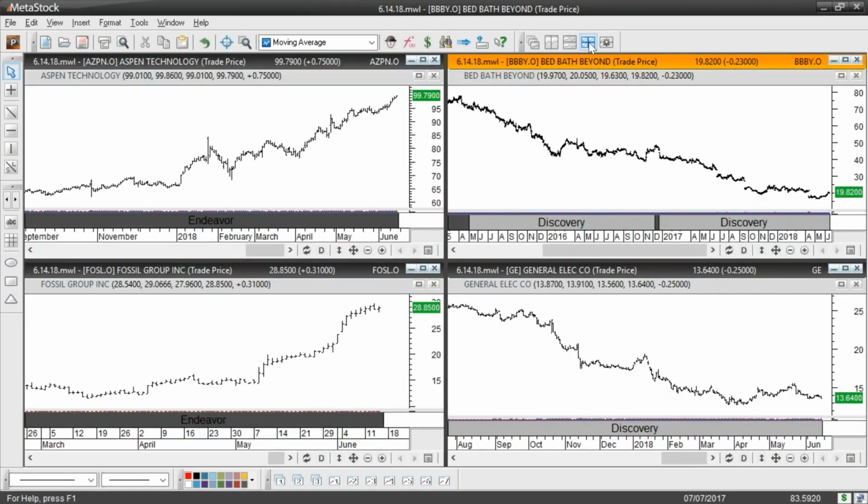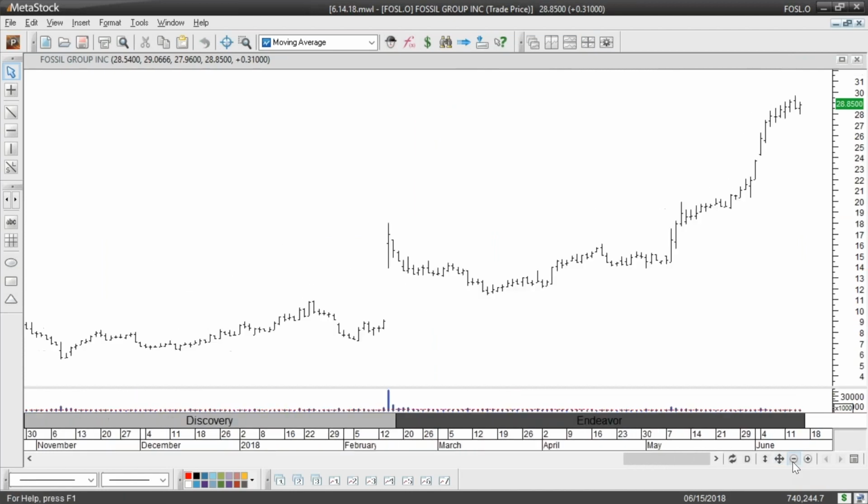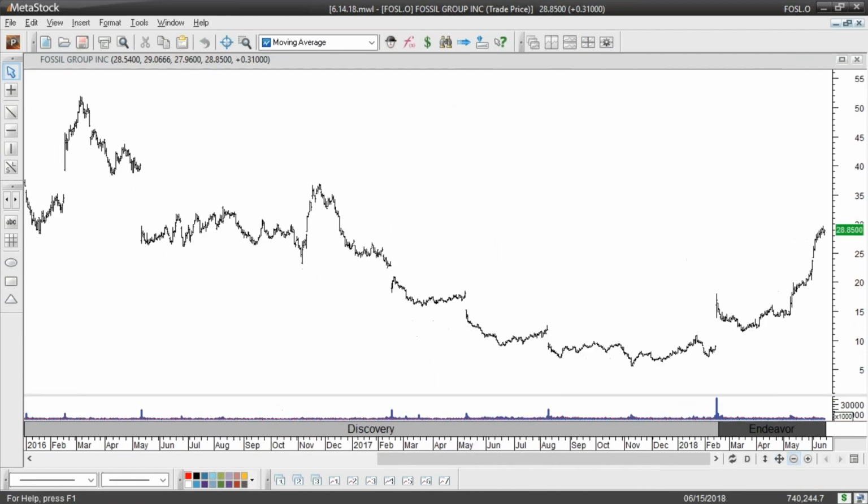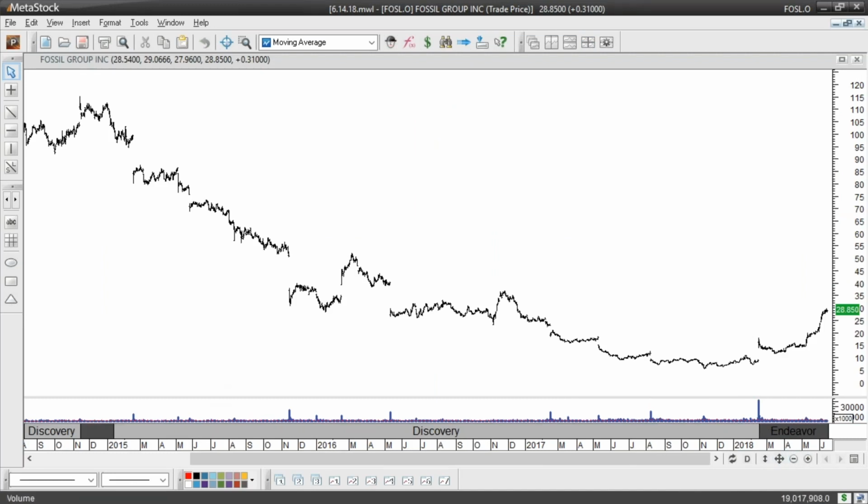To show you what I'm talking about, let's look at a stock that did just that. Where are we? Let's go Fossil. Let's back up on Fossil here. And we can see that this was starting in 2015 here. I'll mark the date that it went into Discovery from Endeavor. At its high, January of 2015, it popped into Discovery, and it stayed there all the way until February of 2018. During this entire time, price did nothing but fall.